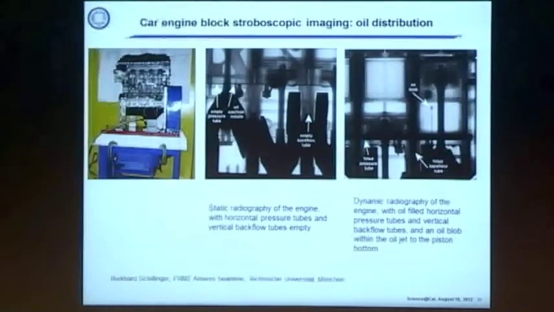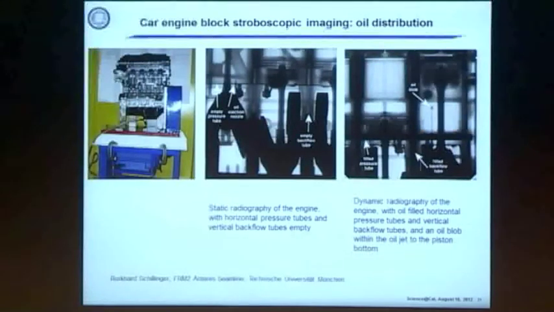And these are tomographies. In that case, our colleagues studied an engine in a stroboscopic mode. They took a full block engine, an aluminum block engine. The middle picture shows the engine being static, so the oil pipes are not filled with oil. This engine has not been run. But on the right-hand side, you can see the image, and you can see oil in the pipes. You can see this oil blob, which goes into the piston.